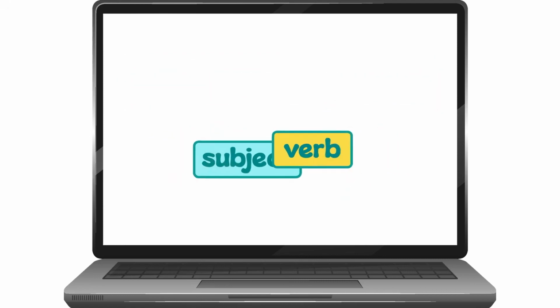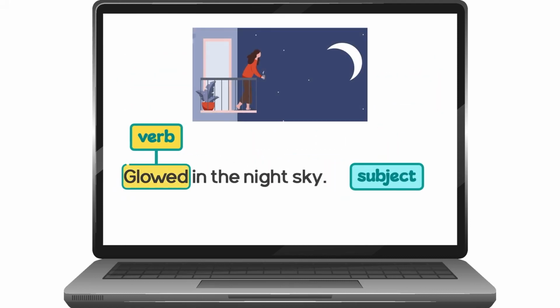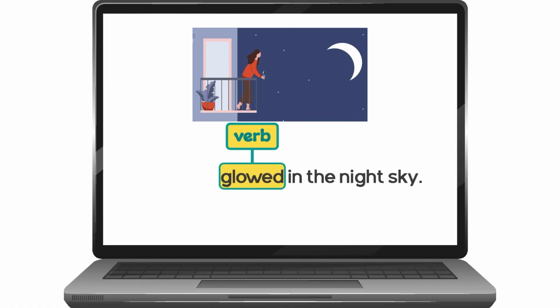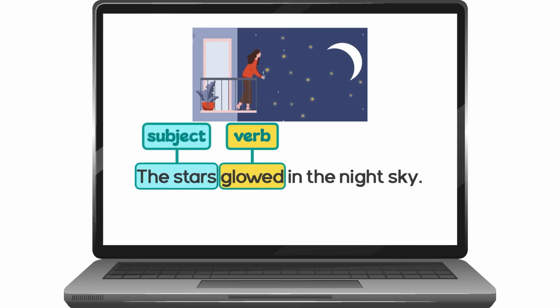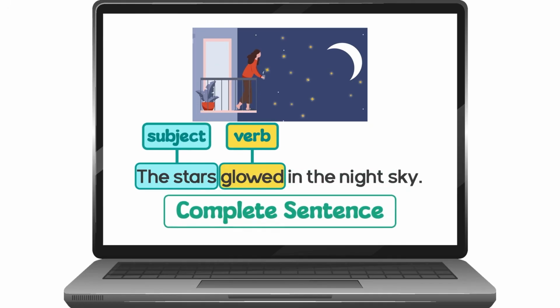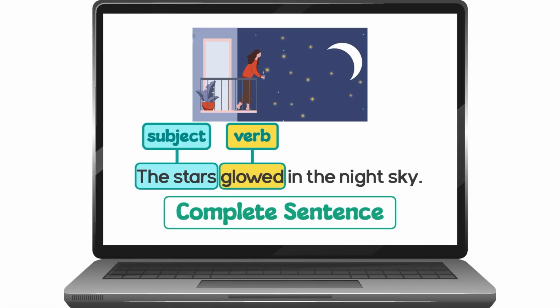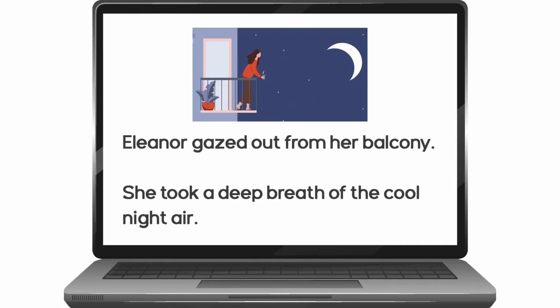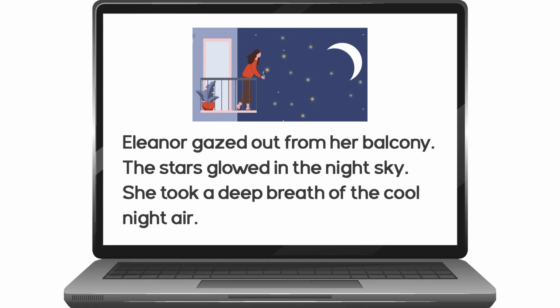For example, this sentence from my story has a verb, glowed, but the subject is missing. We don't know who or what glowed. To make this a complete sentence, I just need to add a subject. For example, I could add, the stars glowed in the night sky. That's better. Now we have a subject and a verb. So this is a complete sentence. It expresses a complete thought.